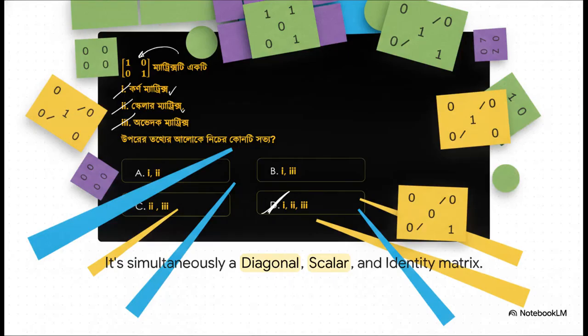Well, if you deduce that it checks the boxes for all 3 categories simultaneously, you hit the nail on the head. It's a diagonal matrix because the non-diagonals are 0. It's a scalar matrix because the diagonal numbers match, and it's an identity matrix because those matching numbers are exactly 1. This brilliantly shows how these mathematical rules perfectly stack right on top of one another.